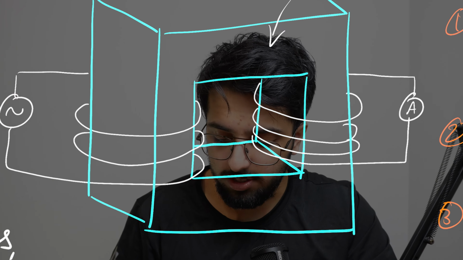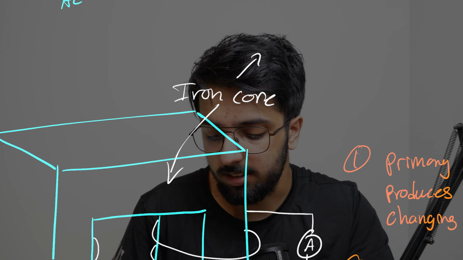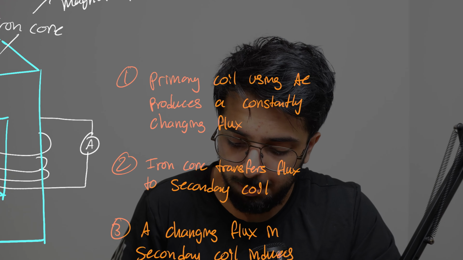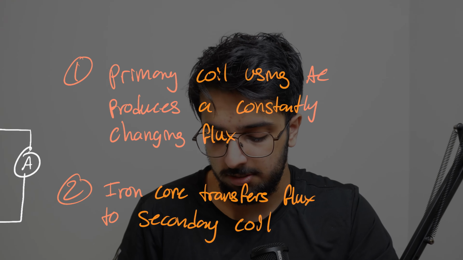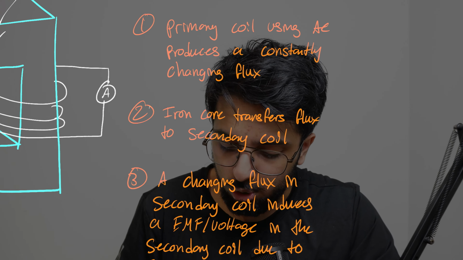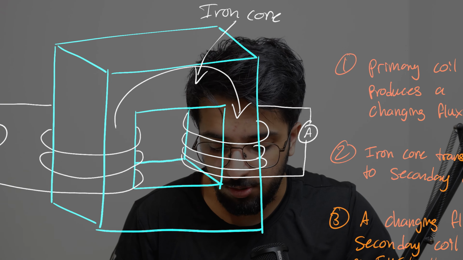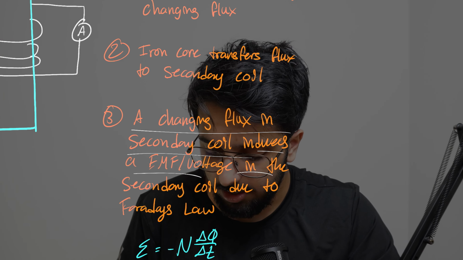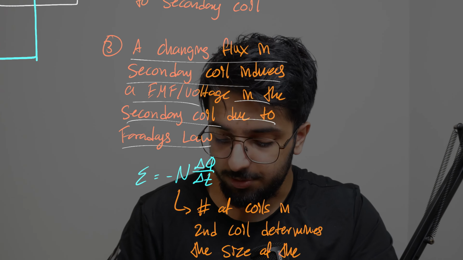As for this iron core, the main point of this iron core is to transfer the magnetic flux, okay? The process of how this happens, I have written over here. We can see that the primary coil, which is using an AC current, produces a constantly changing flux, okay? And that's what we established up here and over here, okay? Then the iron core transfers this flux to the second coil, okay? So this iron core transfers this flux into this coil right here. And then the changing flux in the secondary coil induces an EMF in the secondary coil due to Faraday's law, okay? If you don't know what Faraday's law is, I have gone through it in a previous video, so you can go check that out.